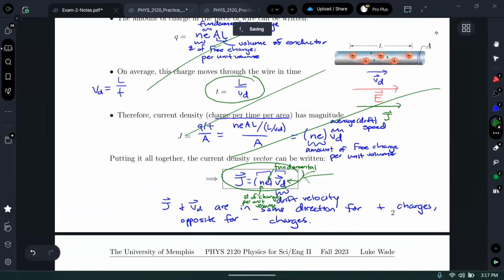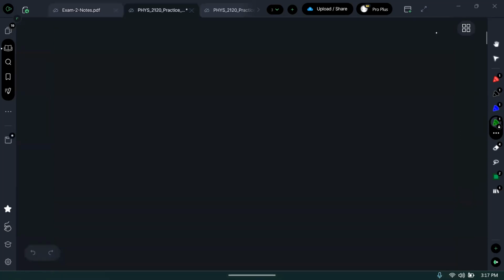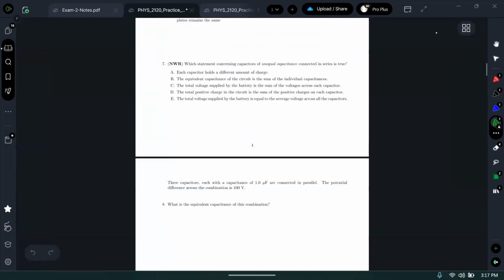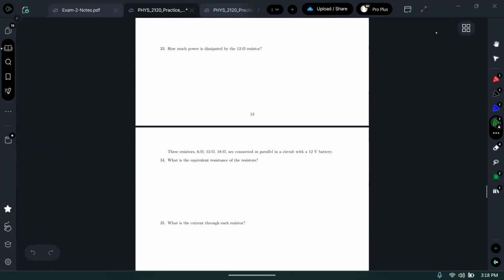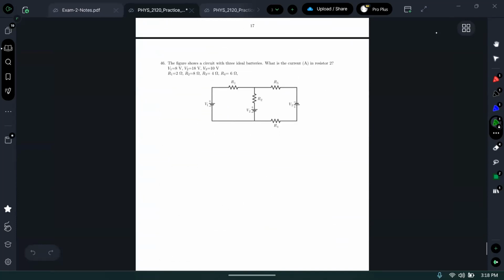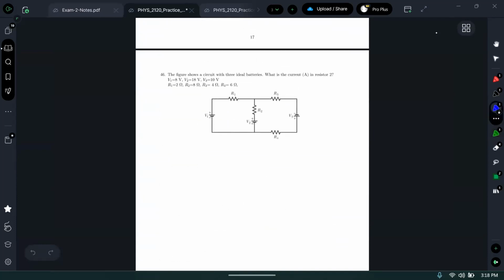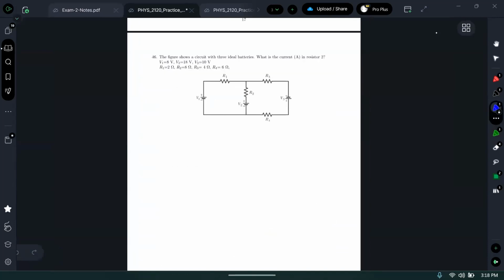So I'm going to jump to some practice problems. I do need to leave by about 3:45 today, so I'm going to try and get through as many practice problems as I can. Let's see how many that ends up being. But there was this question of number 46. So I will say how to set it up. I may not go through the whole thing.